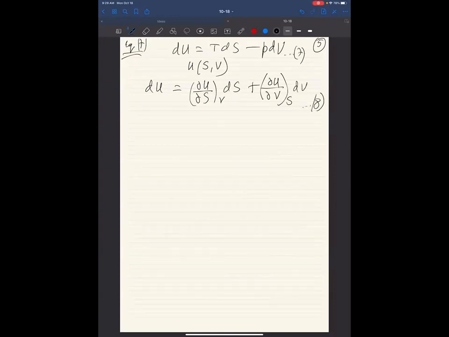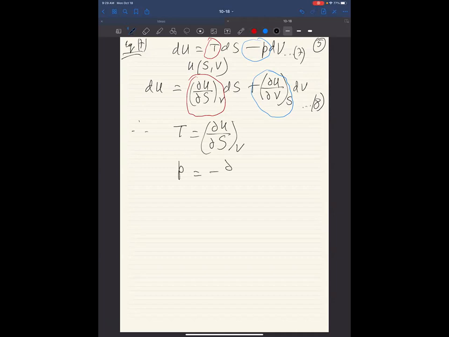Now we can do something very interesting. We can compare equation 7 with equation 8. If we compare equation 7 with equation 8, we reach the conclusion that these two things must be equal, and these two things must be equal. Right? So what we have just shown is that temperature must be equal to partial of U with partial of S at constant V, and pressure must be equal to minus partial U by partial V at constant S.